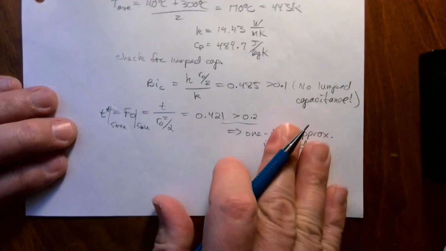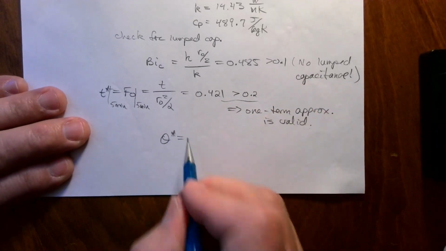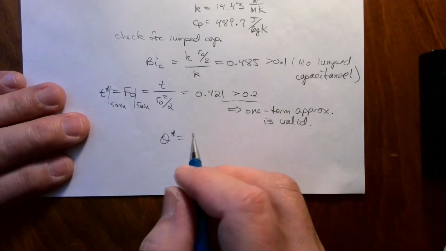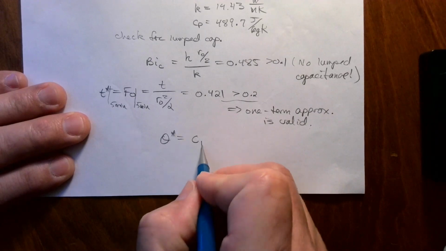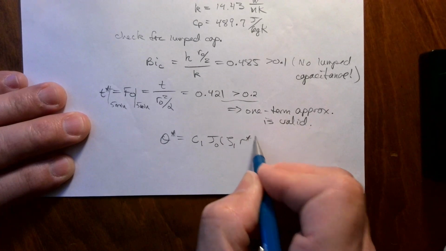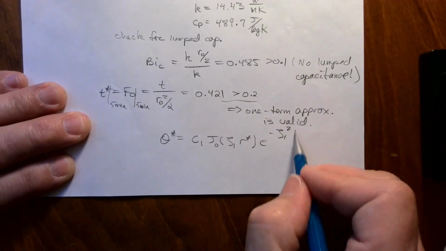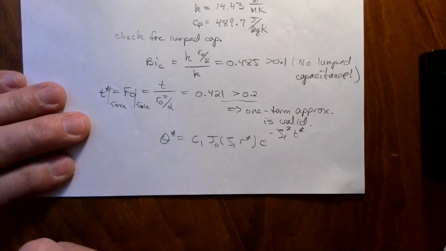Okay, so the one-term approximation, we don't need to worry about the summation. We can look up for a cylinder: theta star is equal to C1 J naught of zeta 1 r star times e to the minus zeta 1 squared t star.